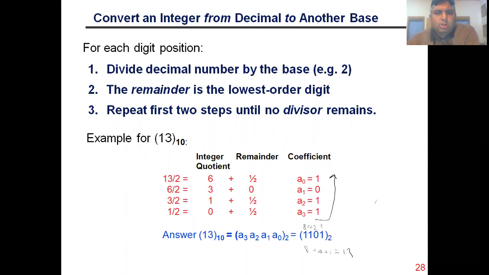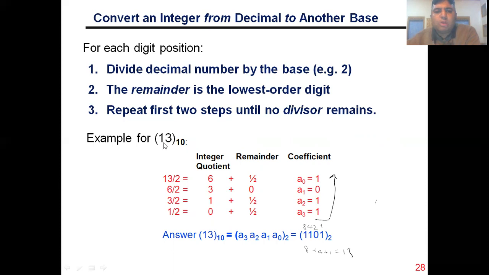Okay, this is the process of converting a base 10 number into a binary number. You probably know this process. If we have the decimal number 13, we repeatedly divide it by 2, and then the remainders are collected in reverse order, and 1101 is the binary equivalent number.